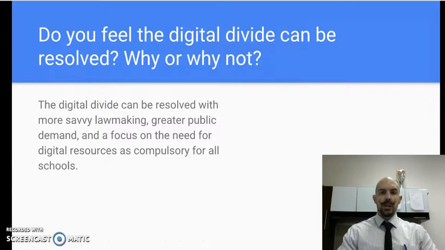Do I personally feel like the education or the digital divide can be resolved? In the short term, probably not, but in the long term, yes. The digital divide can be resolved with savvy lawmaking, greater public demand, and a focus for how resources should be viewed. Like I said before, maybe they should be viewed as compulsory along with the necessities of water and electricity.